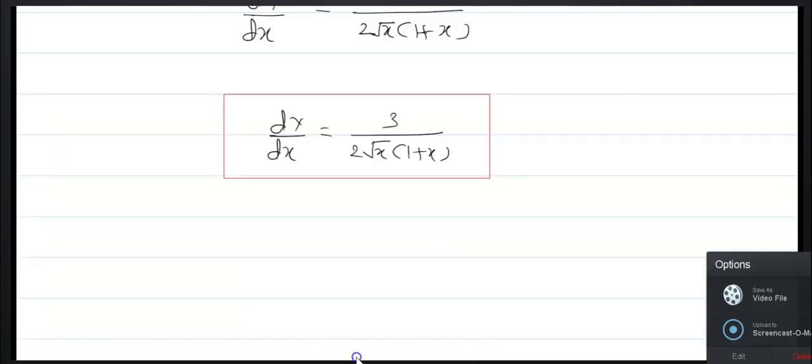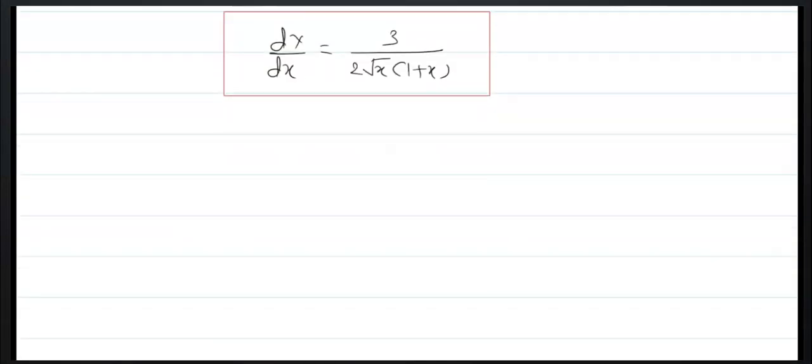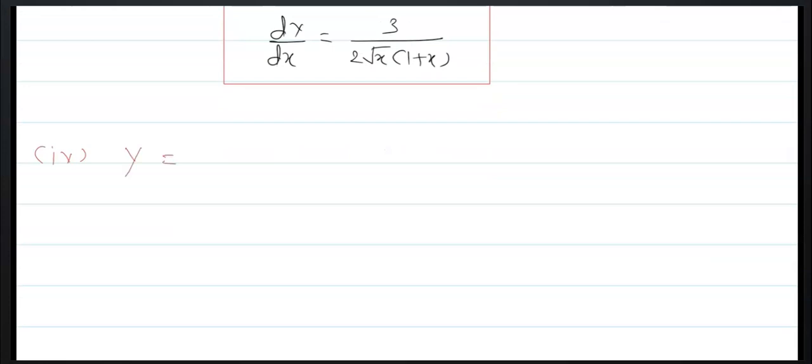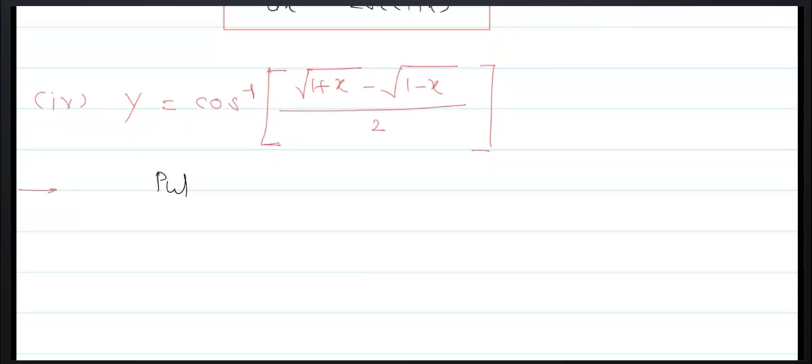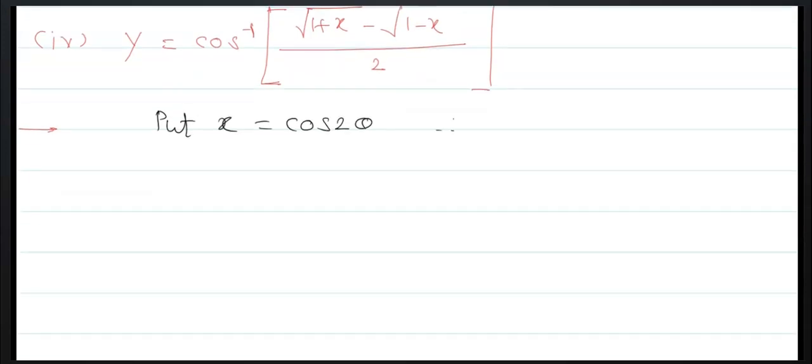Now the next is the fourth one: y is equal to cos inverse in bracket root of 1 plus x minus root of 1 minus x upon 2. Now put x is equal to cos of 2 theta. Therefore 2 theta is equal to cos inverse of x, and theta is equal to 1 upon 2 cos inverse of x. Now substitute that.